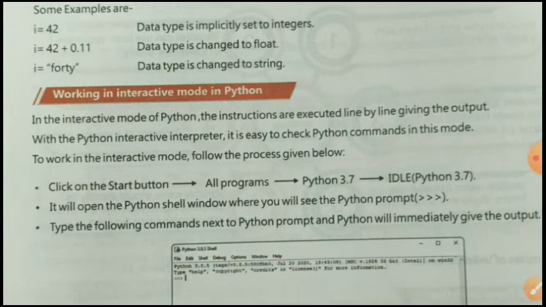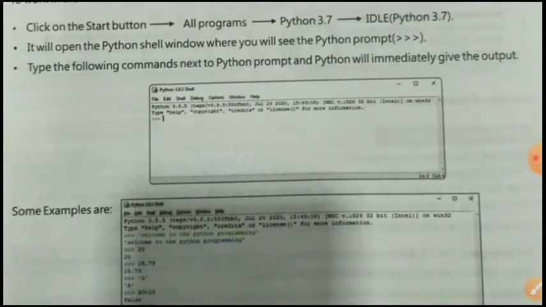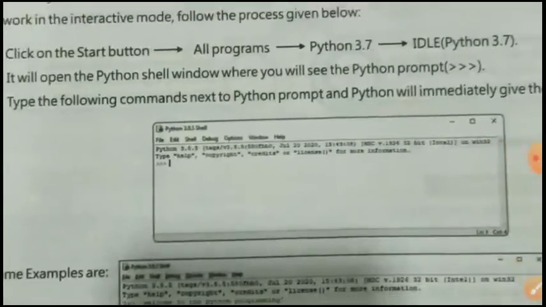To work in interactive mode, you have to follow these steps. Firstly, click on the Start button, then All Programs, then Python 3.7, then IDLE Python 3.7. It will open the Python shell window where you will see the Python prompt. This is your Python prompt. Type the following commands next to the Python prompt and Python will immediately give the output. These are some examples. You have to see them very carefully.